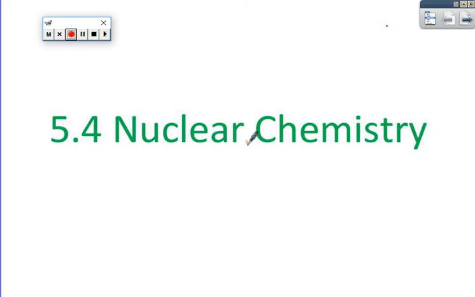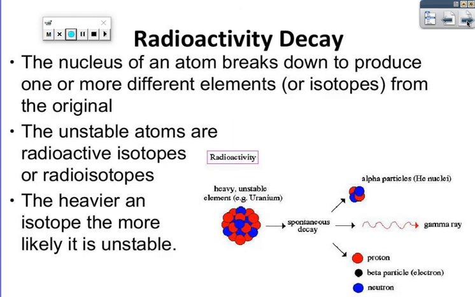Hello everyone and welcome to Physical Science. Today we're going to be talking about nuclear chemistry. Alright, here we go. So, let's talk about the different types of radioactive decay. Radioactive decay is how atoms decompose.